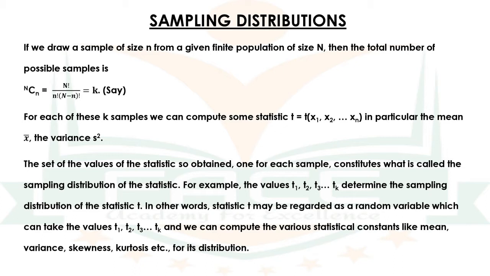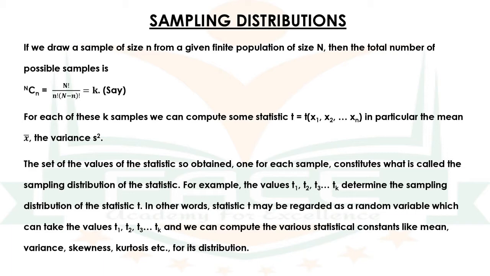The set of the values of the statistics so obtained, one for each sample, constitutes what is called the sampling distribution of the statistic. For example, the values t1, t2, t3, etc. up to tk determine the sampling distribution of the statistic t. In other words, statistic t may be regarded as a random variable which can take the values t1, t2, t3, etc. up to tk, and we can compute the various statistical constants like mean, variance, skewness, kurtosis, etc. for its distribution.